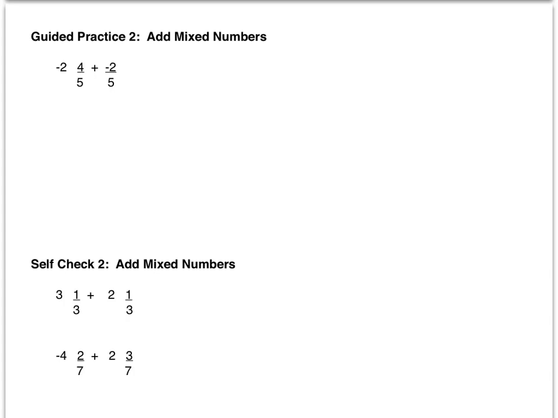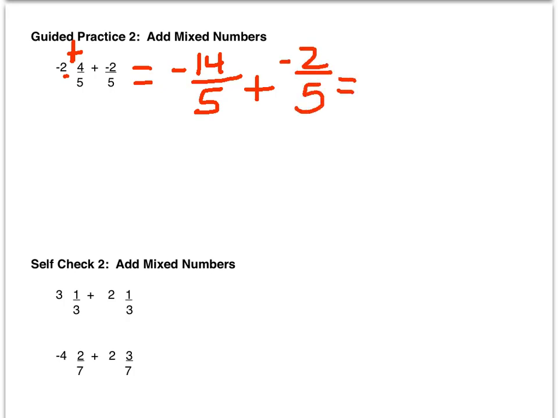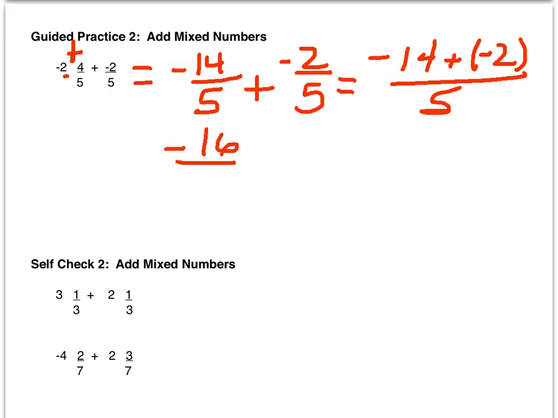Now let's try one together. -2 4/5 plus -2/5. The easiest way to do this one is to change -2 4/5 to an improper fraction. So we're going to multiply 5 by 2 and add 4. It's negative, so we'll just leave it negative. 5 times 2 is 10, plus 4 is 14, so -14 over 5 plus -2 over 5. When we add them together, we add the two numerators, and the denominator stays the same. So we get -16 over 5.